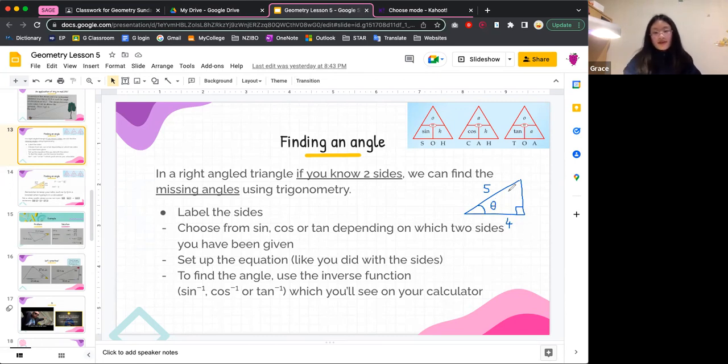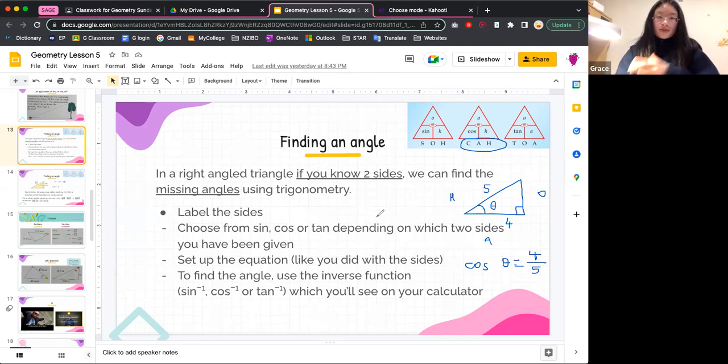So we'll set up our equation by first labeling the sides. This is the hypotenuse, this is opposite the angle, this is adjacent. Now we know the hypotenuse and the adjacent, so we can use cosine. Then we set up our equation as usual. Cosine of theta is equal to the adjacent side, which is 4, over 5.